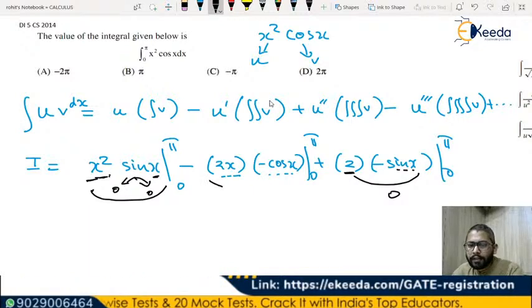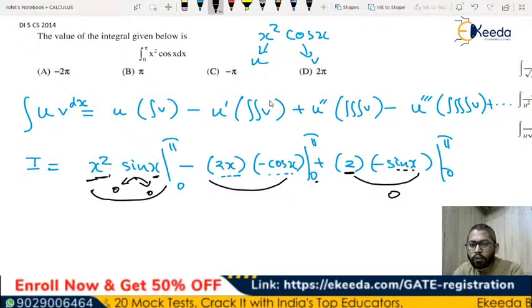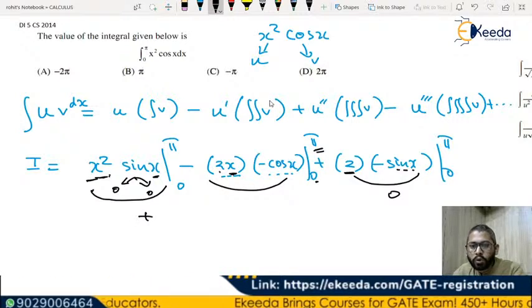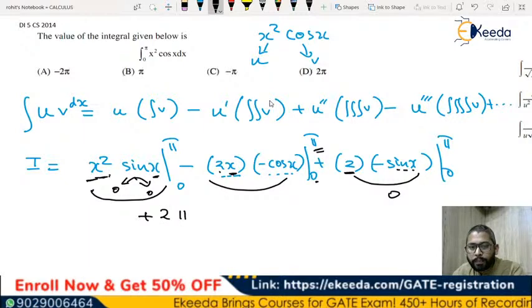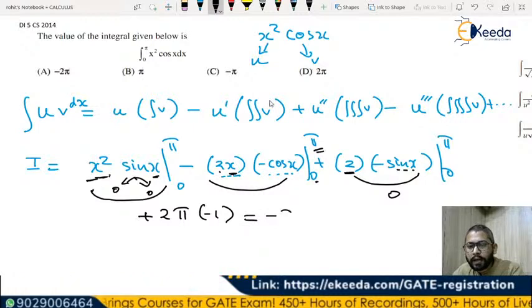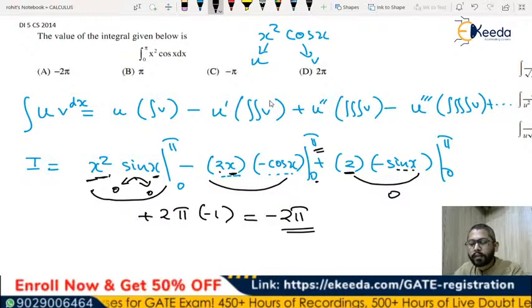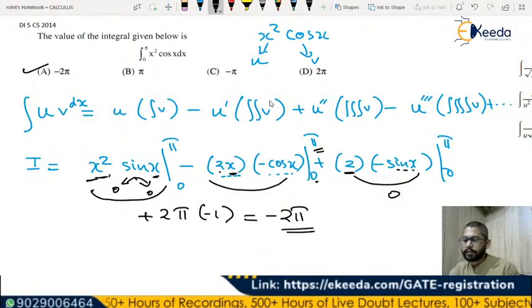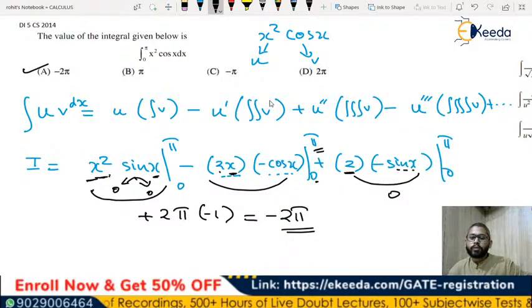And we are left with this term. Out of this, 0 will make this term 0. So we are only left with the upper limit of this term. So minus and minus becomes plus, and 2x, so x is pi, and cos pi. So cos pi is minus 1. So this becomes minus 2 pi. So minus 2 pi is the answer, option A. Yes, Lokesh and Kirti, minus 2 pi is the answer.